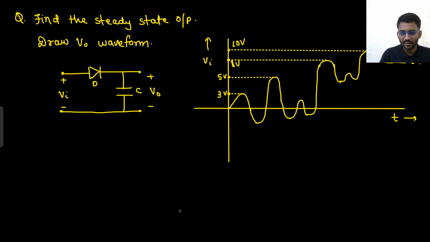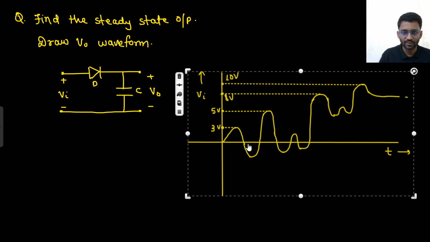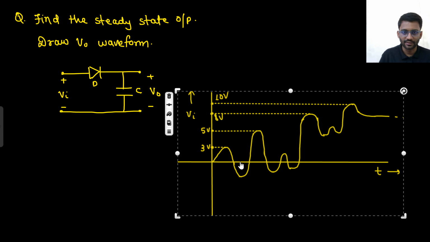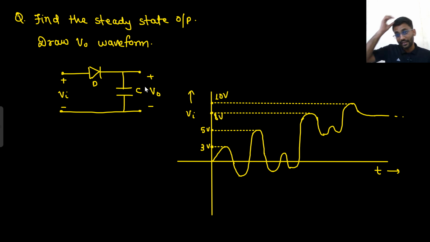This is the question given. The input waveform is not visible to you. Now it is visible. This is your input waveform, right? Now you have to tell me the steady state output voltage. Also you need to draw the output waveform. What is one thing I told you? You have to turn on the diode for the steady state output. What should be our target? Our target should be to turn on the diode.